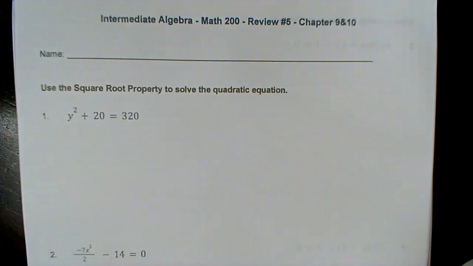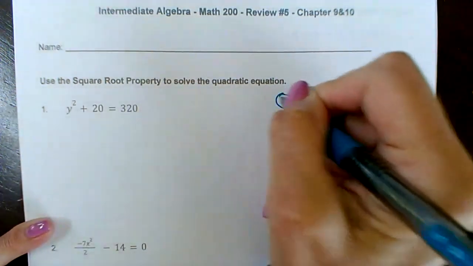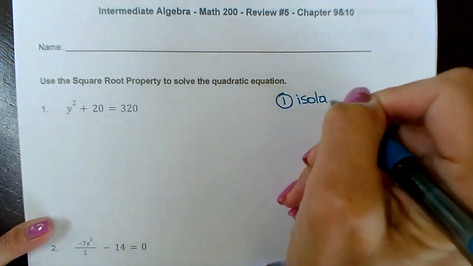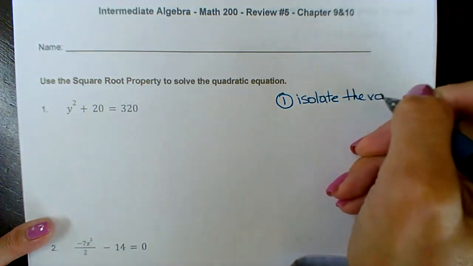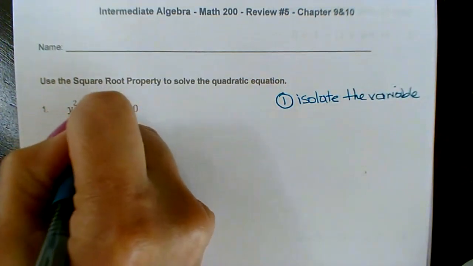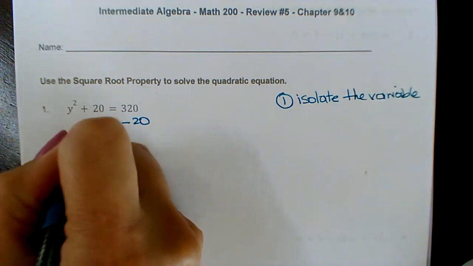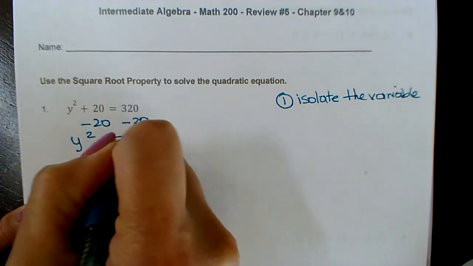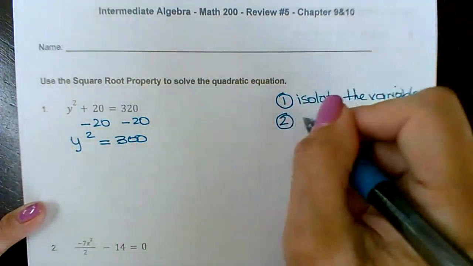So the first one says that we need to do it using the square root property. So first, we need to isolate the variable. So the first thing that we're going to do is isolate the variable. So we're going to subtract 20 on both sides. What we get is y squared equals 300. And second, we're going to apply the square root property.